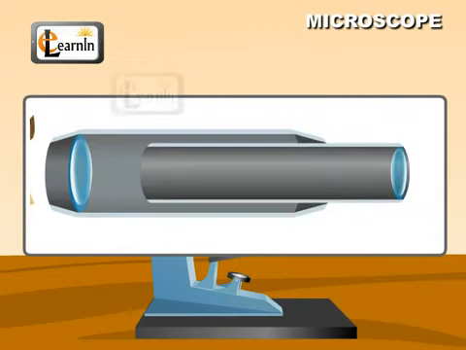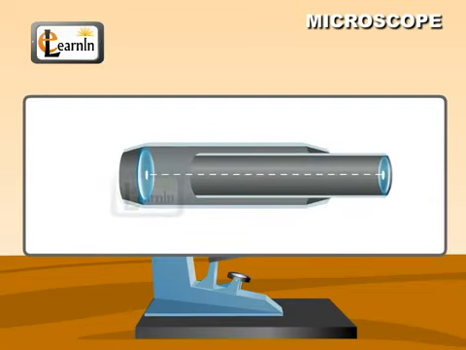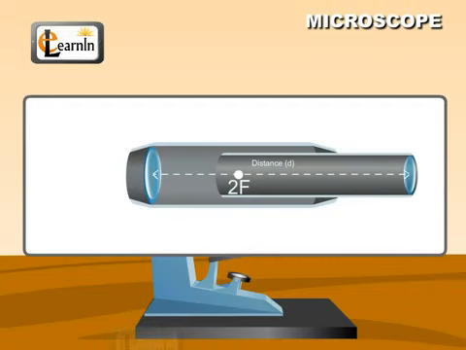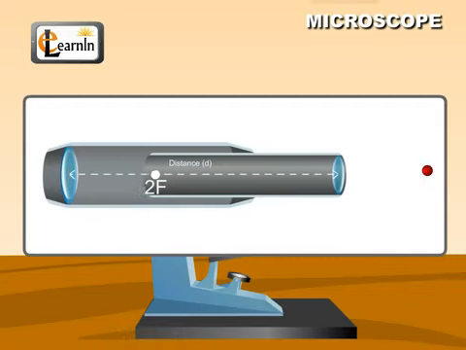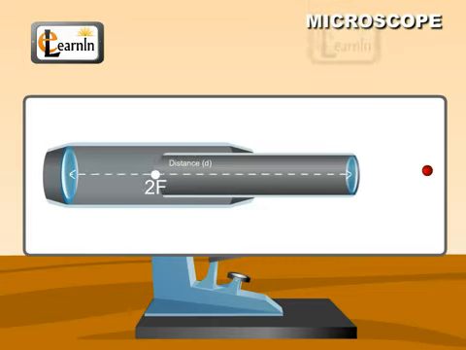The two lenses are so arranged that their optic centers lie in the same line. The objective and the eyepiece are fitted to one end of two separate tubes. The two tubes are such that one tube fits into the other and slides freely. The distance d between the objective and the eyepiece can be adjusted by sliding the objective, holding the eyepiece fixed.